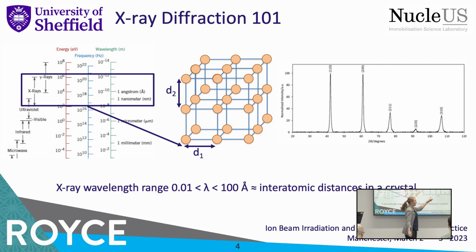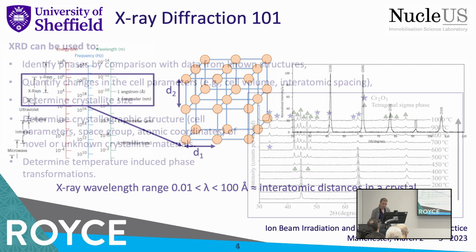So this is an example of a diffraction pattern that we can get from XRD. Each one of these peaks corresponds to a crystal plane in our material. This is a really nice body-centered cubic crystal lattice. We'll see some examples of more complicated ones on the next slide.